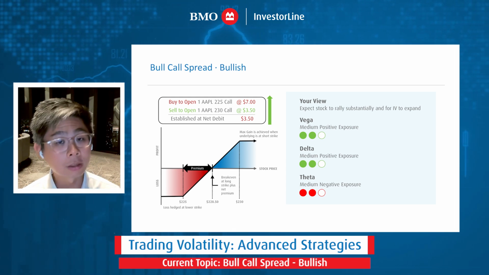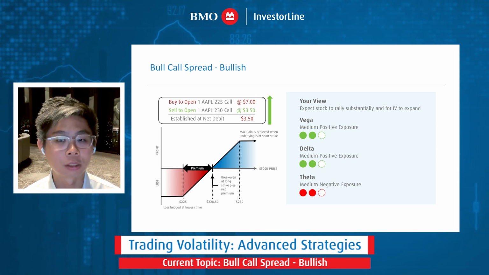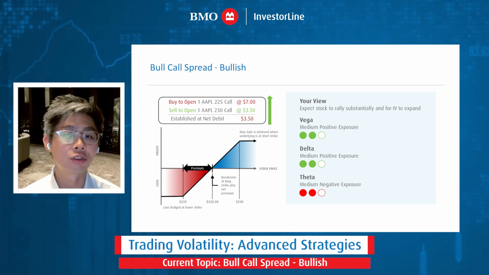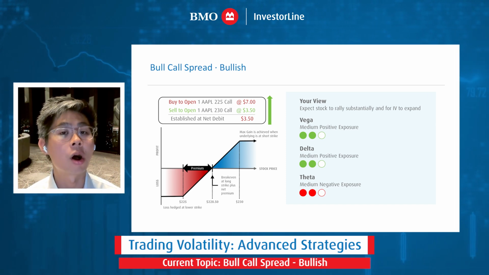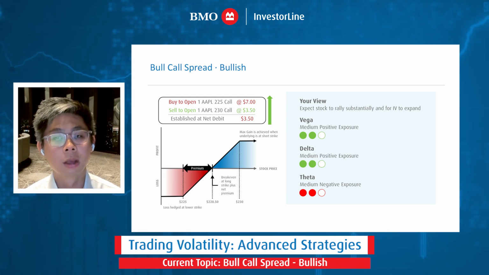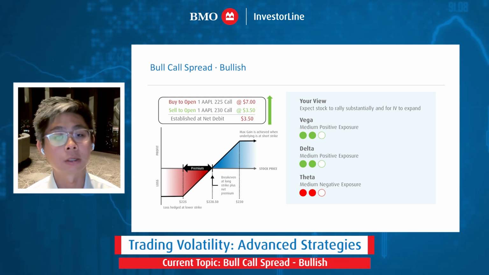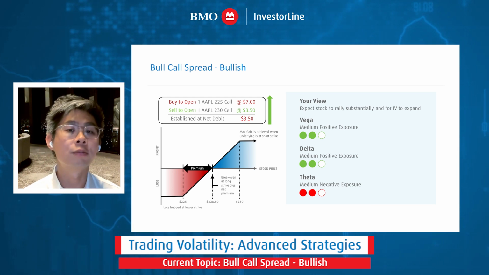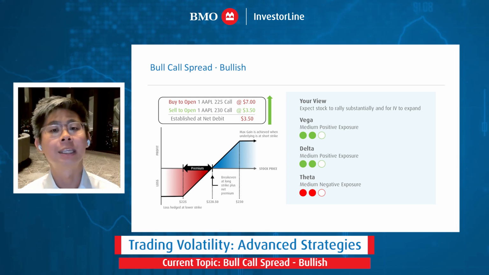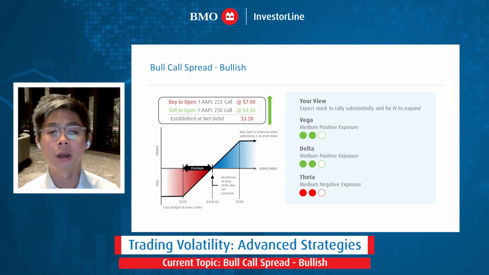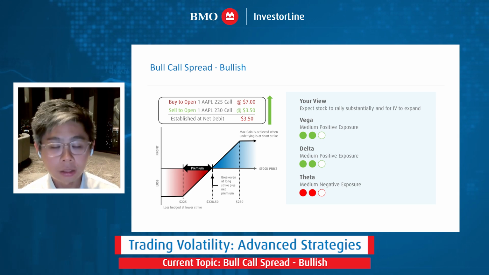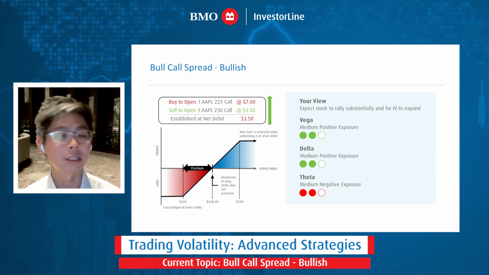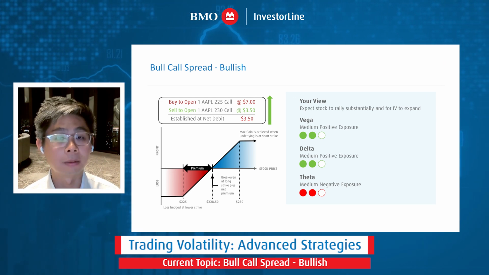Typically, you expect it to rally fairly substantially to justify buying that debit spread. But what we didn't discuss in previous sessions is that because the primary strategy driver is a long option, that long 225 call option, you are going to have positive vega exposure. So this is a strategy that benefits if the implied volatility of the option expands in value. Going into an economic event or an earnings event, this is where we typically see that expansion in implied volatility. This is a strategy that will benefit from that expansion.